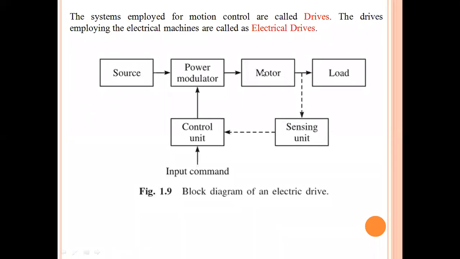Similarly, this motor represents the AC motor or a DC motor. Depending upon the load, we will use this motor. Based on the motor as well as the source, this power modulator can be chosen. This power modulator is nothing but the power electronic device, chosen based on the source availability and the motor availability.